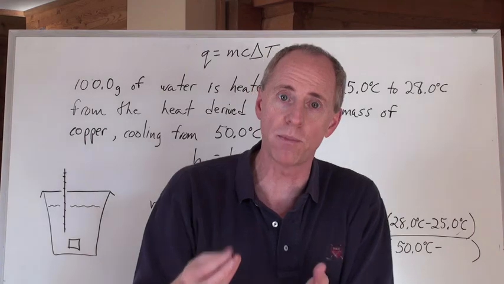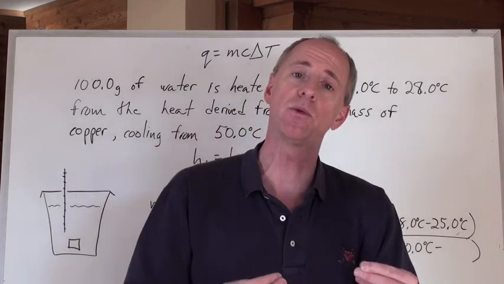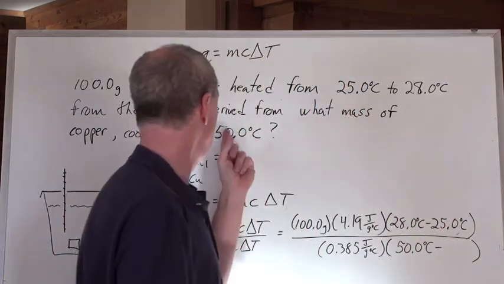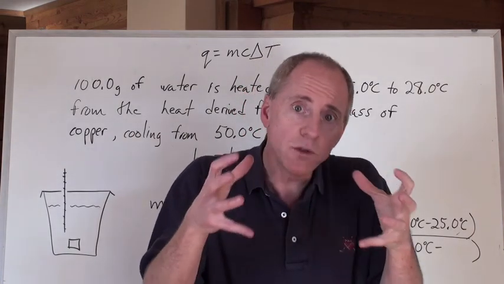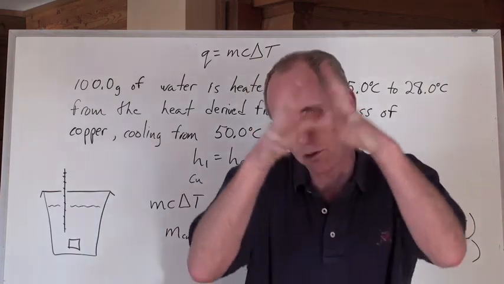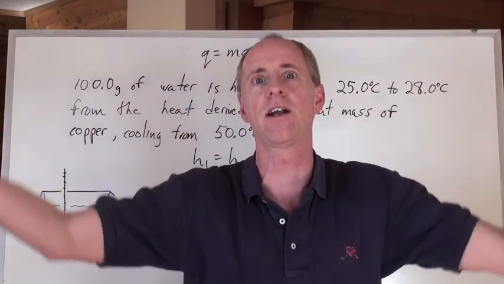We got some warm copper at 50 degrees Celsius, we put it into some water, and there's a heat exchange between the two. Obviously, the copper, which is warmer at 50 degrees Celsius, as opposed to the 25 for the water, is going to lose heat to the water, which is going to gain heat. So the system is the copper, and the surroundings is the water. Now, of course, the surroundings is water, but it's the entire environment around it.